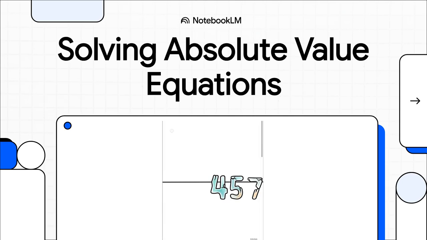All right, let's just jump right in. Have you ever seen those straight vertical bars around a number in a math problem and just thought, what in the world is that about? Well, we're talking about absolute value equations. And yeah, they can look a little weird, but I promise you, by the end of this quick explainer, you're going to see they're based on one super simple idea.